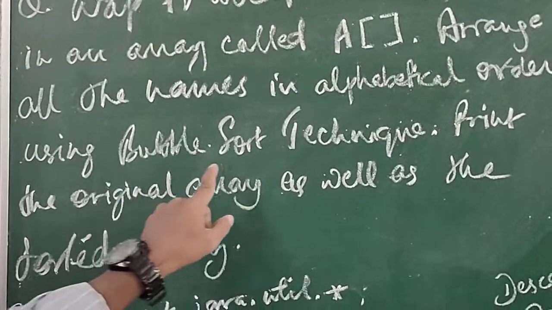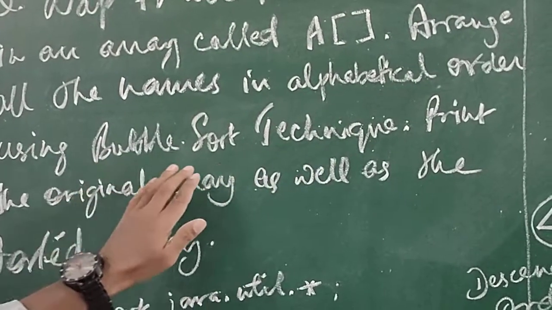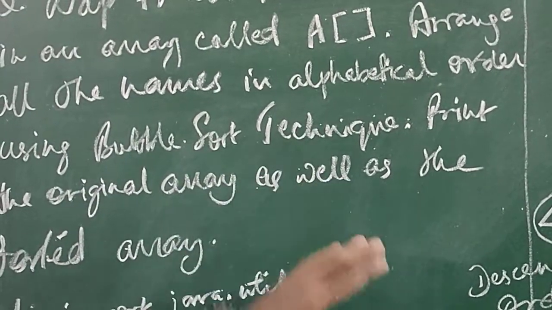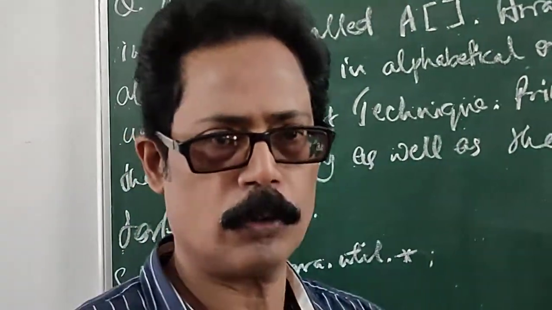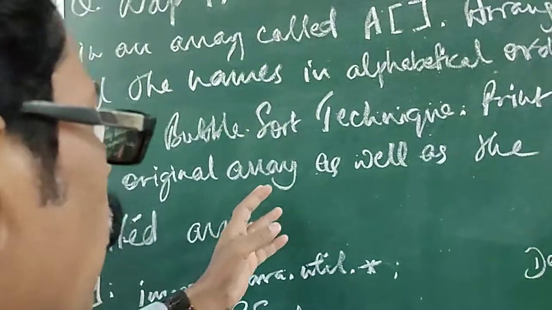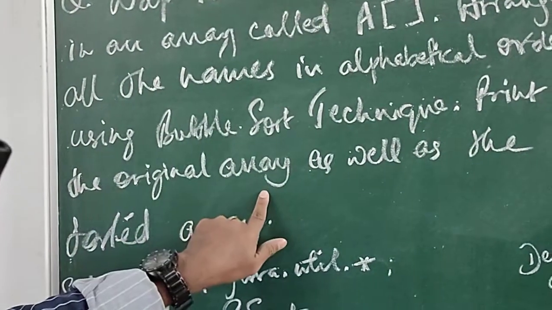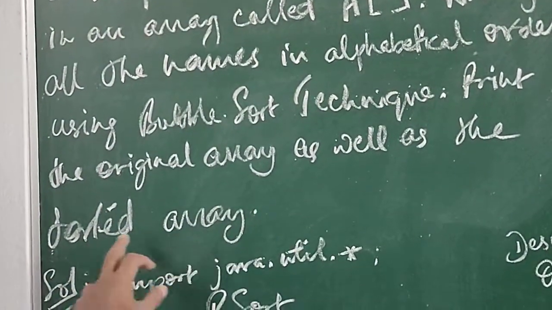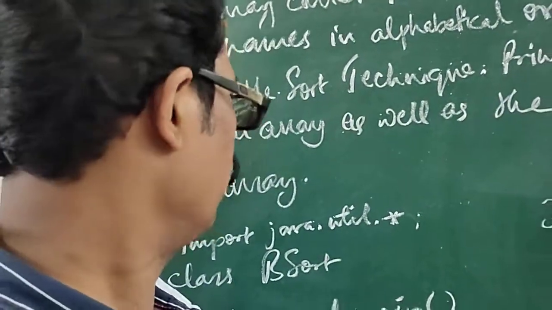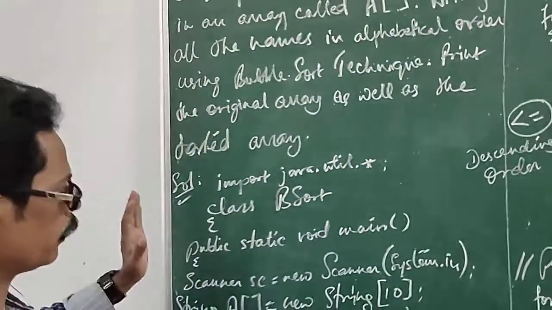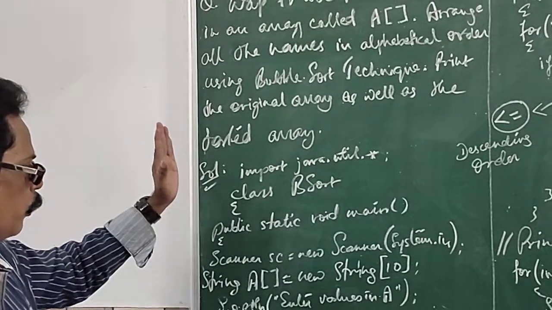Using the bubble sort technique, they will always mention this, and even if they don't mention it, the only sorting technique that you are going to study is bubble sort. Now, print the original array as well as the sorted array. The original as well as the sorted array. Okay, so let us understand the question, that is, the program.